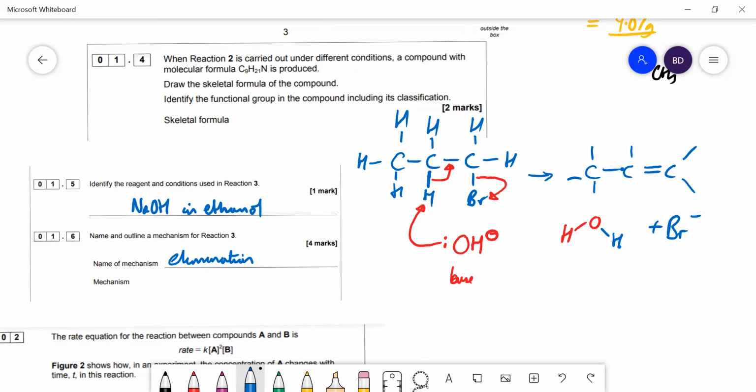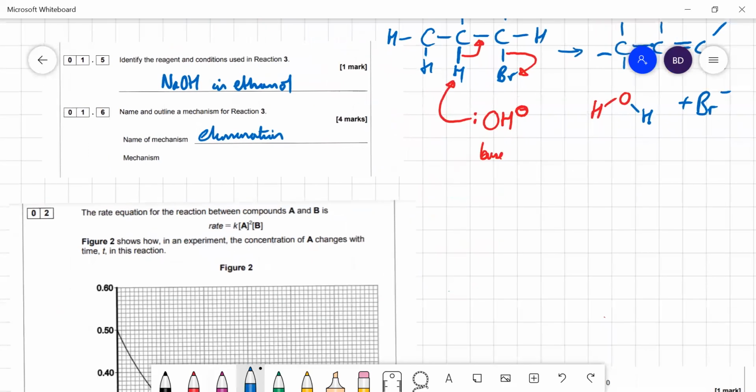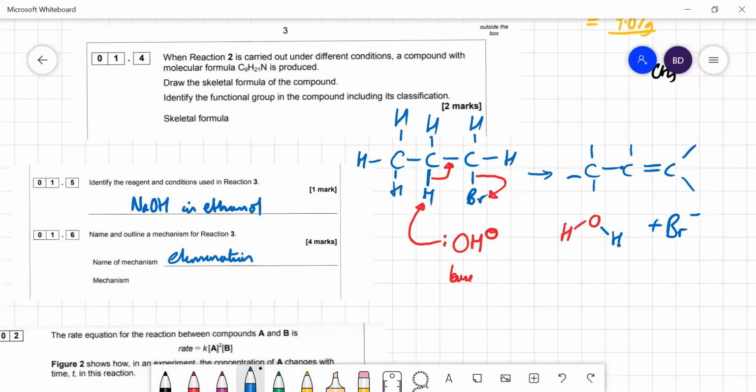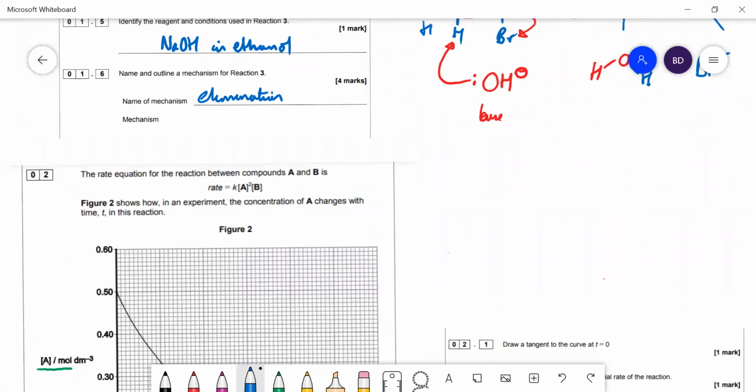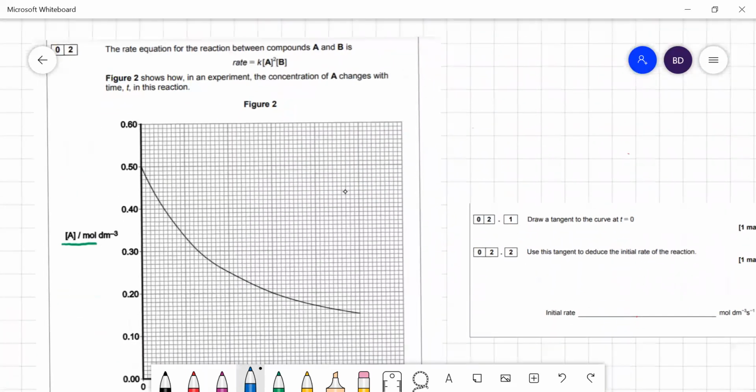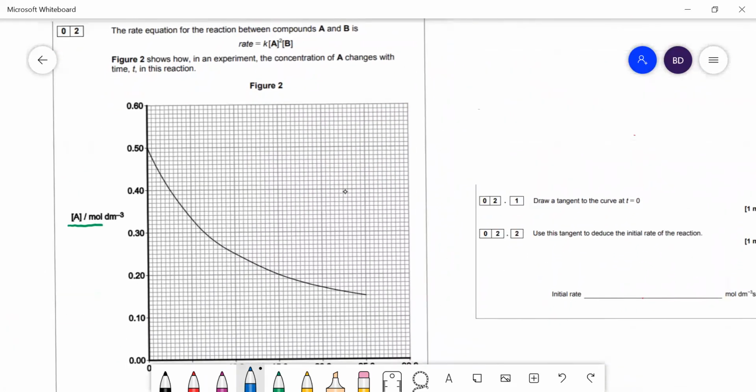Okay, on to some rate equation stuff now. Rate of reaction. Right. The rate equation, question 2, between compounds A and B is given as that. So it's second order with respect to A, first order with respect to B. Figure 2 shows how the concentration of A changes with time. So you can see the concentration of A is dropping down here with time, as it's getting used up.